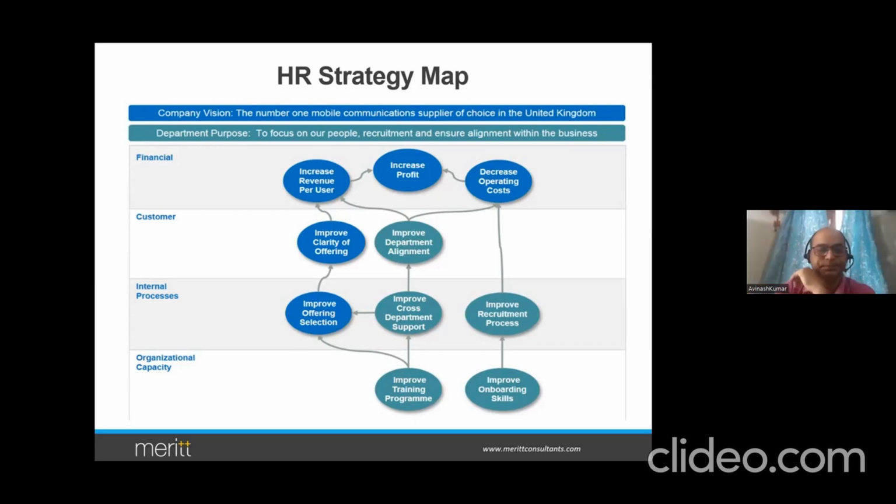So this is an example of a strategic map of the same company. These are their strategic objectives at an organization level, such as an improved training program. So how they have to improve their entire processes, which helps the customers, and then therefore the financials. Okay.